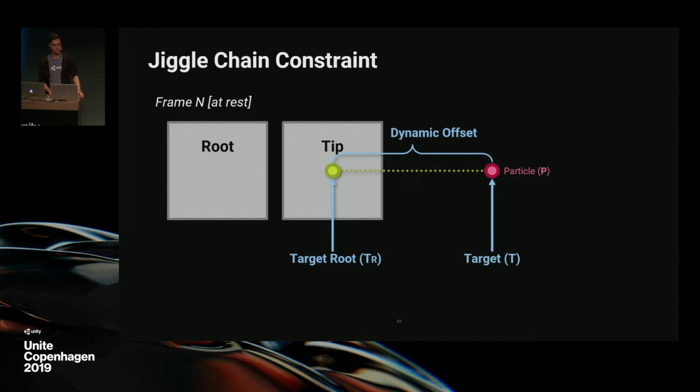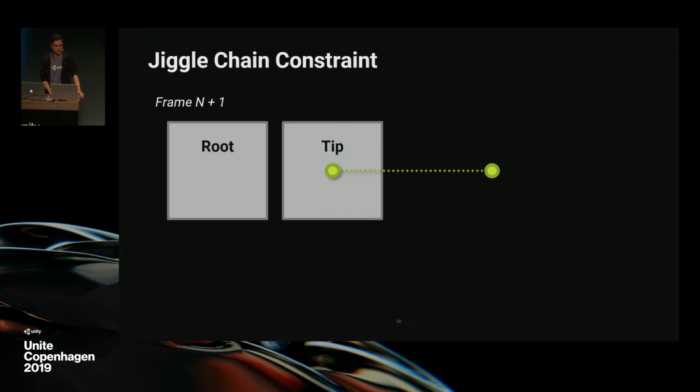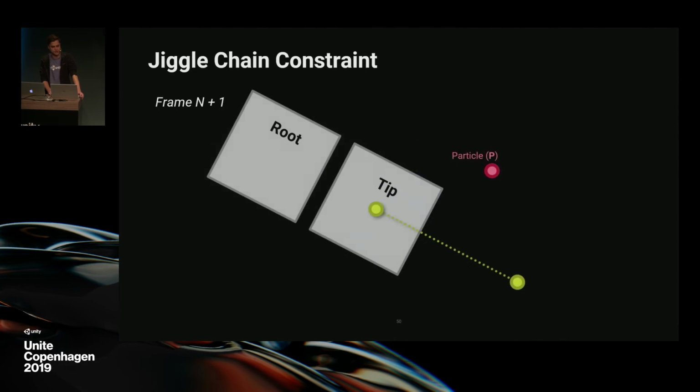So now let's have a look at what our constraint looks like during runtime. Let's say in our next frame, our root and tip have been moved and translated. This in turn results in a new root and target position. Our particle, however, is still in its old location. So now we have an interesting scenario where we can apply forces and constraints to our particle.